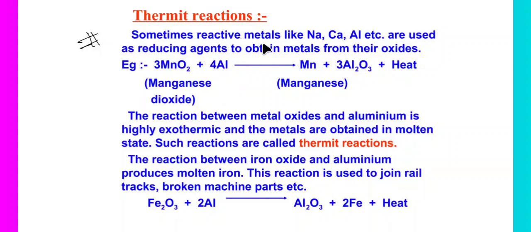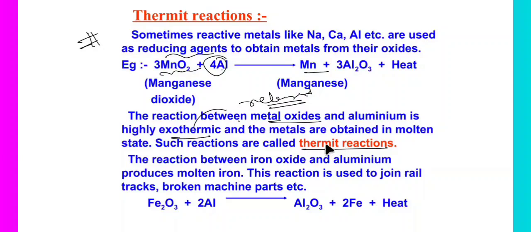What is the process? Some reactive metals like sodium, calcium, aluminum, etc. are used as a reducing agent to obtain metals from the oxide. For example, I treat manganese oxide with aluminum, and manganese will be liberated, because aluminum reacts strongly with oxygen. The reaction between metal oxide and aluminum is highly exothermic. Exothermic means heat is released, and the metals are obtained in the molten state. Such a reaction is called a thermite reaction.